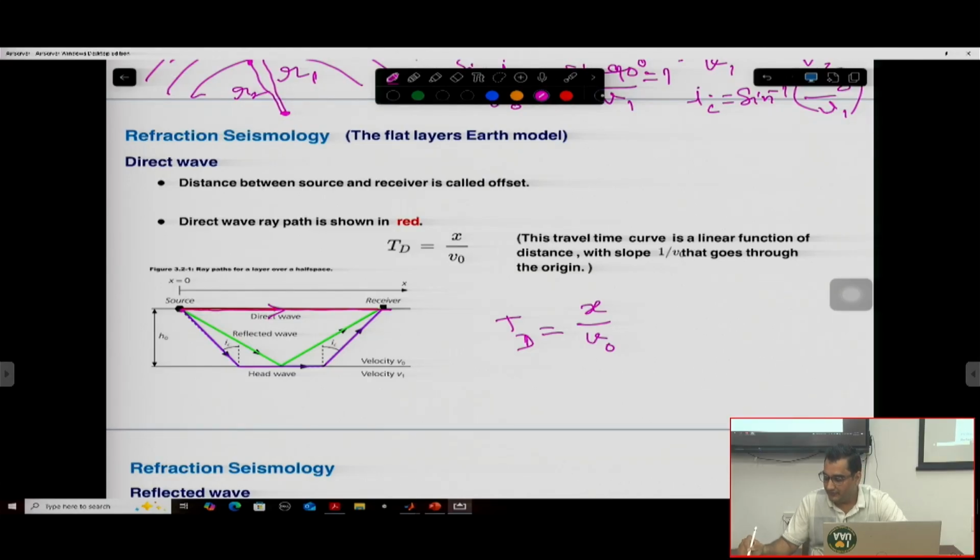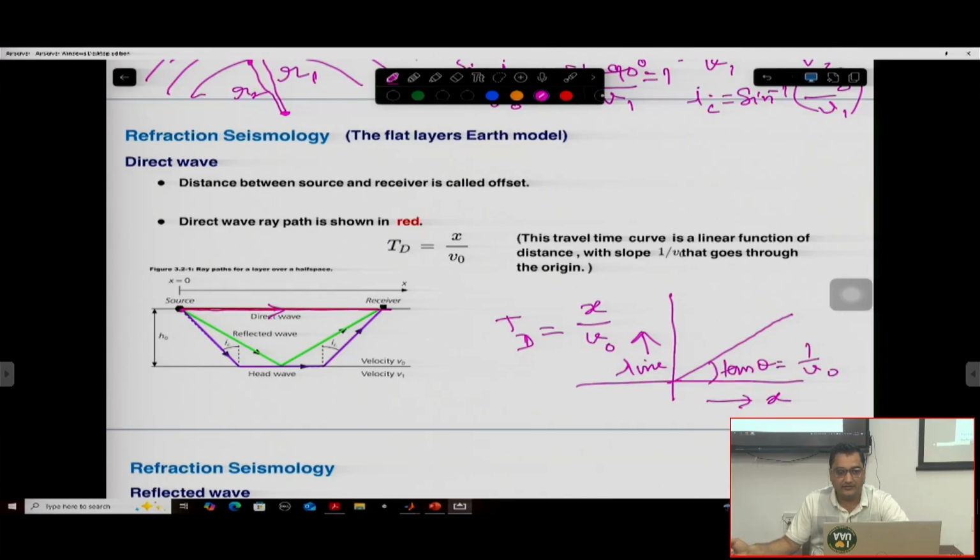Okay. So if you want to basically plot it over the travel time curve, here you have the X, here you have the time, then it will be what? It will be a straight line that will pass through the origin, and the slope of this travel time curve will give you the velocity of the first layer, right, top layer. Okay. So this will be your tan theta is equal to 1 by V0. Okay. So this is your travel time curve for the direct wave.